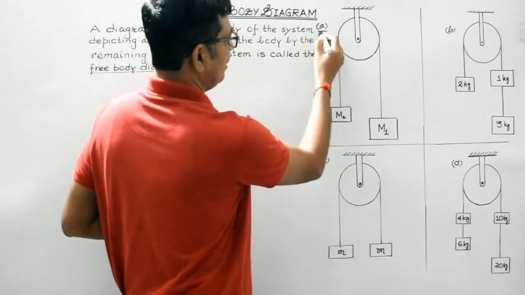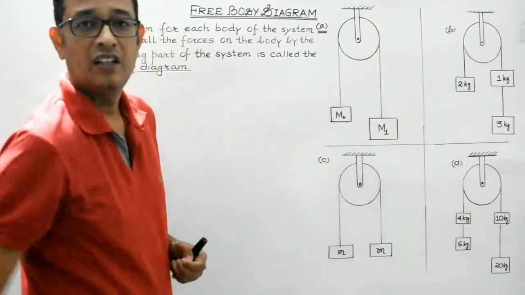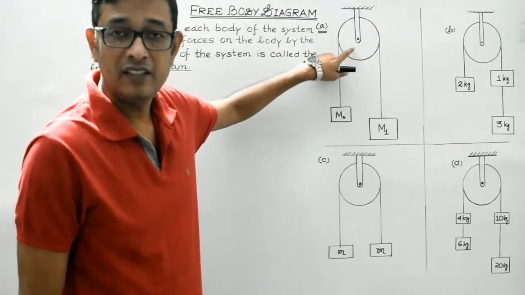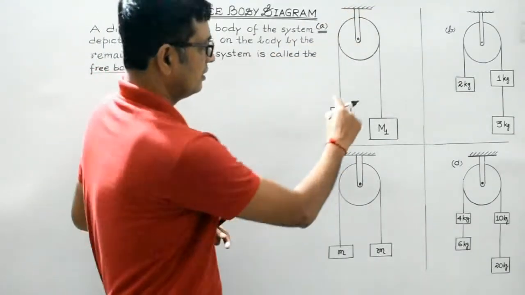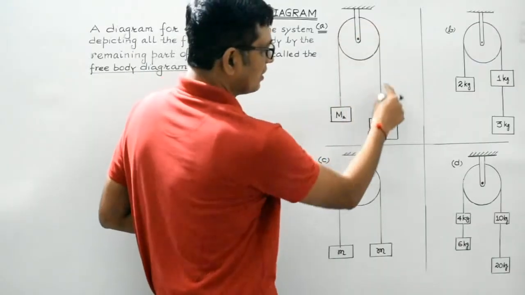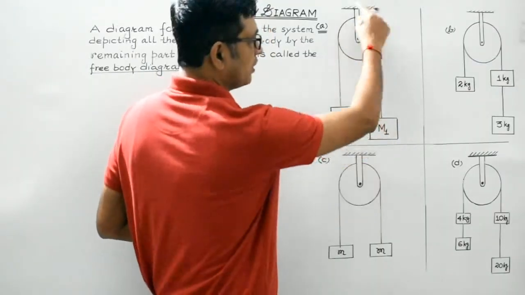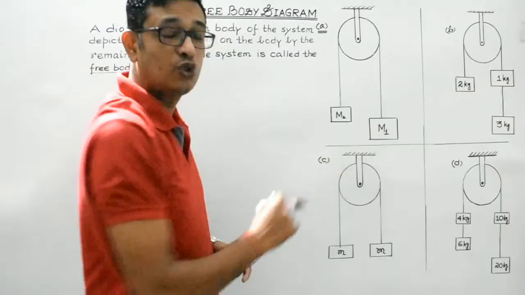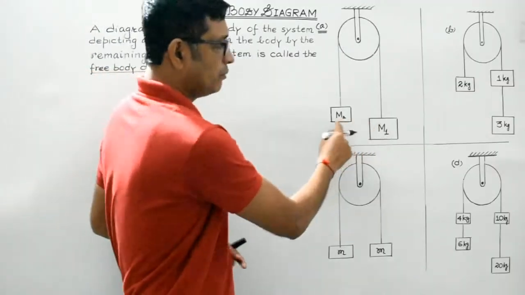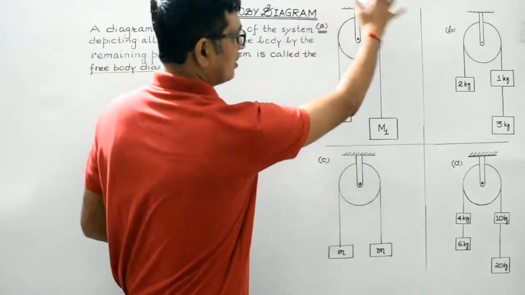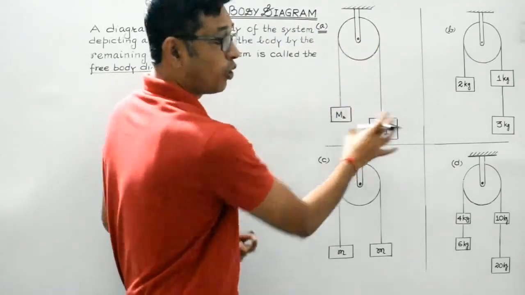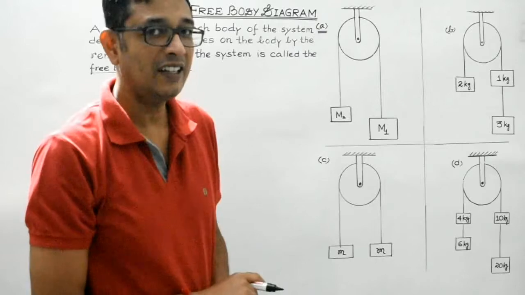This is case A and this is a system comprising of a pulley, right? This is fixed to a rigid support, and this is an inextensible massless string which is over the pulley, at the ends of which two bodies of masses M1 and M2 are suspended. Right? They are suspended free. So it's a system comprising of the pulley and these two bodies of masses M1 and M2.